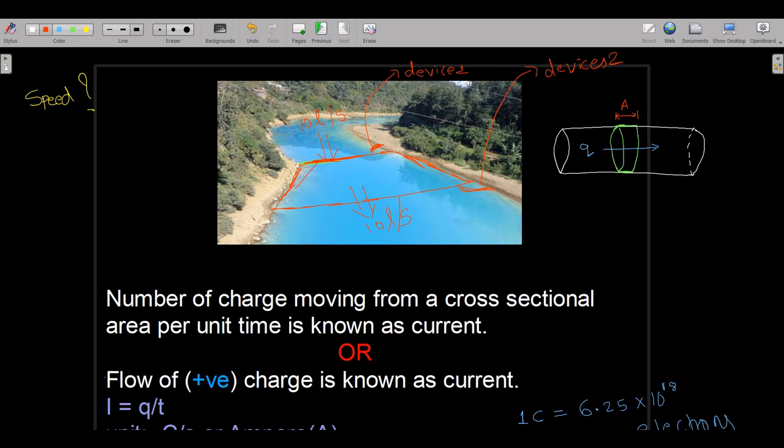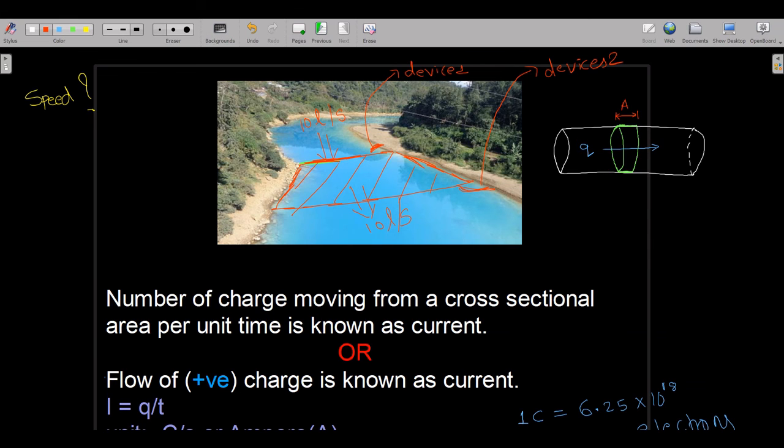So we had taken this area, set those two devices and calculated it. I'm not at all interested in the calculation part. What I want to tell you is that similarly, over here, this is a conductor. In the conductor, we are also taking this cross-sectional area, as you can see over here, and from that area, how much positive charge is flowing in one particular second? That is known as current.